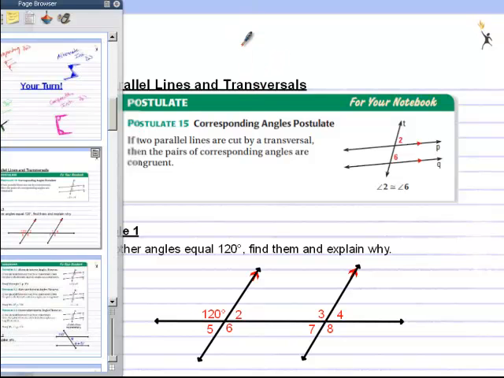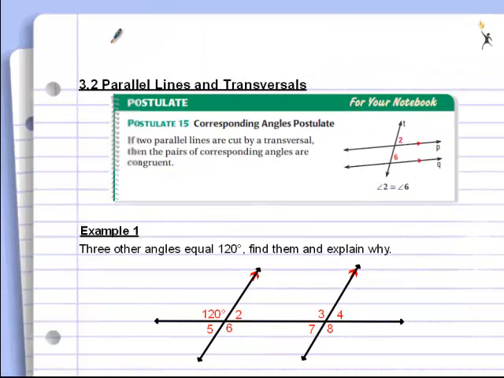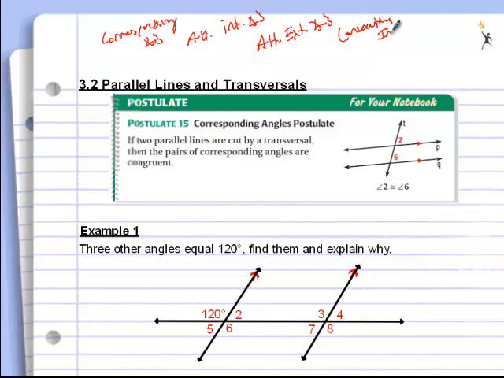Alright, so last section we dealt with 4 different types of angles. We dealt with corresponding angles. We dealt with alternate interior angles. We dealt with alternate exterior angles. And we dealt with consecutive interior angles. Today we're going to learn something more about each of those dealing with parallel lines.